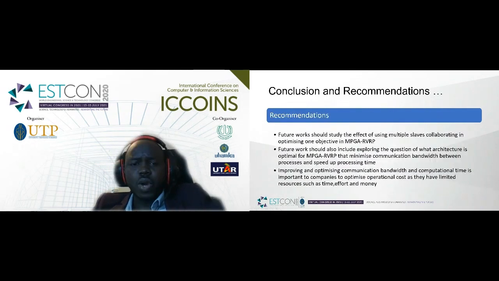The future work should focus on studying the possibility of making more than one population optimize one objective. Now only one slave optimizes only one objective, but what if multiple slaves optimize the same objective? We should also study better architectures that could be used. This architecture could be improved, so our work is really important to the research community. They can improve on this.